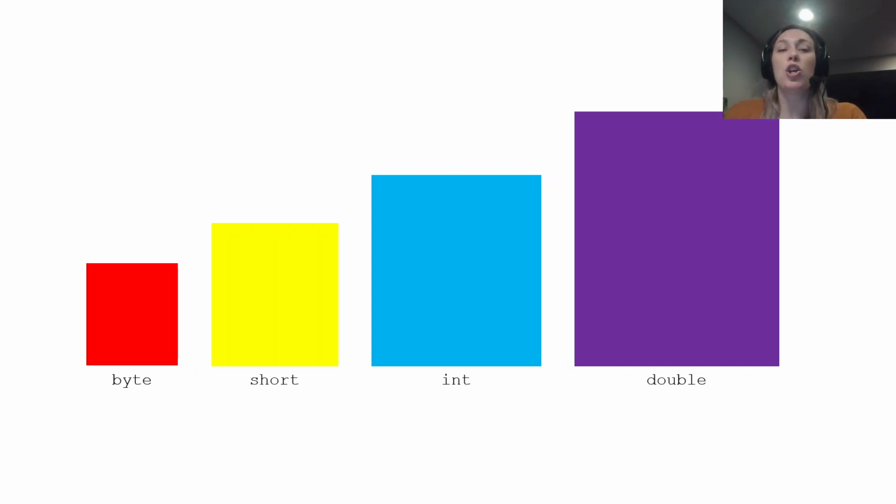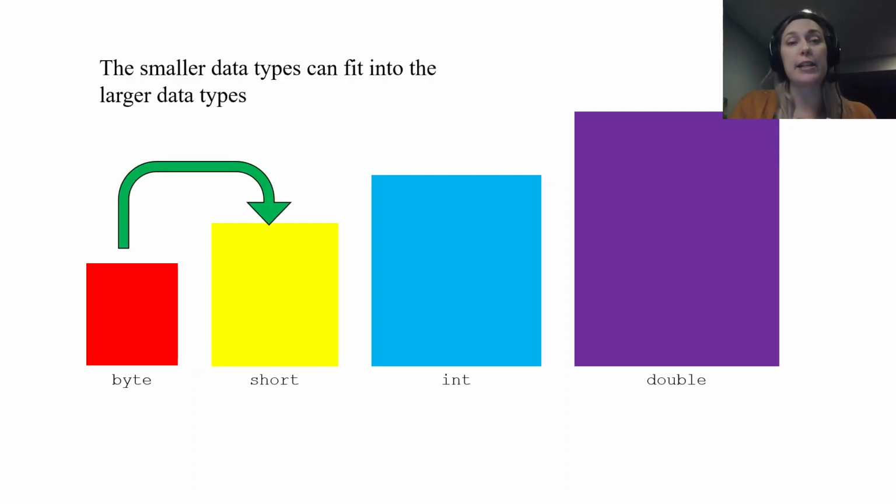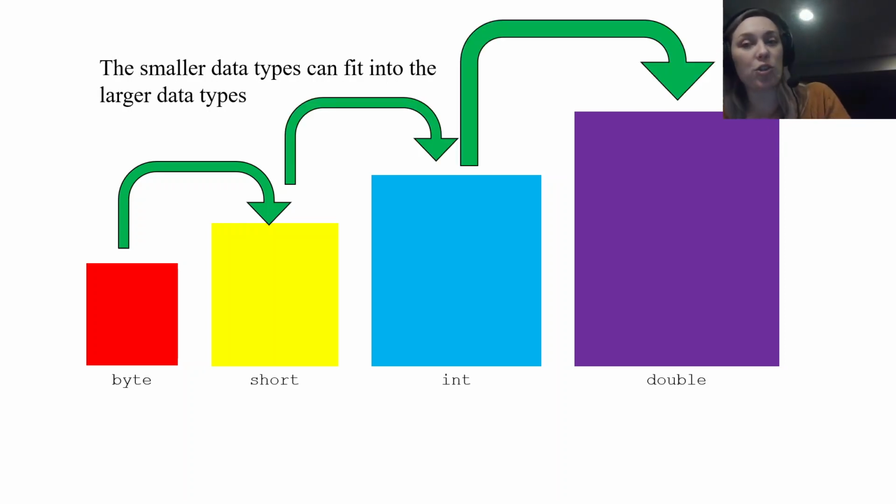So when we're talking about size limits, visualize this. Smaller data types can fit into the larger data types, right? So a byte can fit in a short. A byte can fit in an int, right? Visualize that red box going into the integer. It can fit into those larger boxes. So an integer can store the value 200, no problem, whereas a byte cannot store the value 200 because it is too small. But anything byte can store, int can also store, right? Byte can store a 50, int can store a 50, etc.